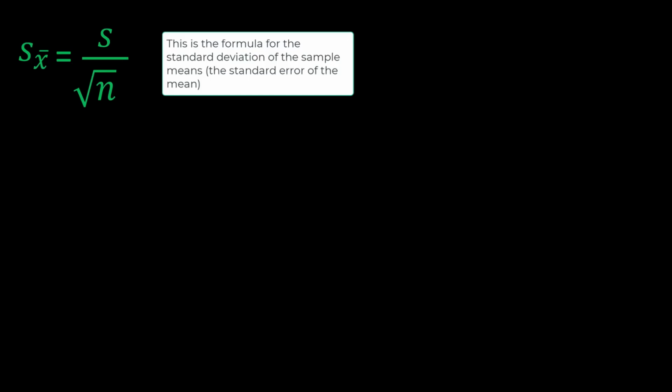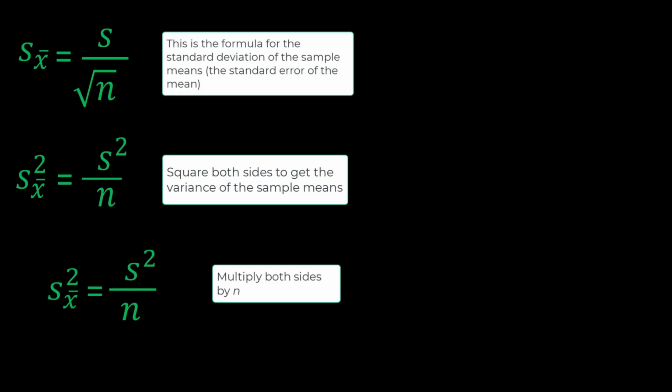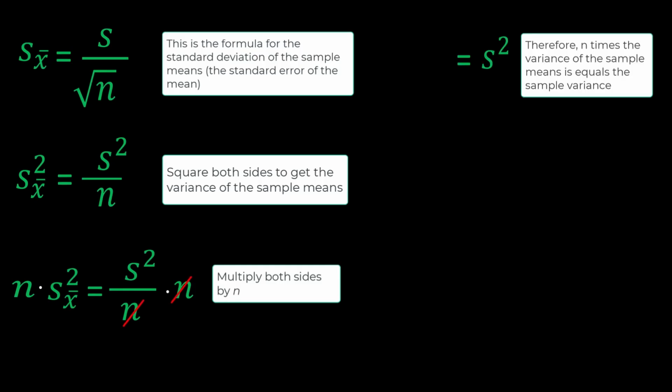But in analysis of variance, we are interested in the variance of the sample means. Because the variance is simply the square of the standard deviation, if we square all the terms in the formula, the result will be the variance of the sample means, s squared sub x bar. Now we can multiply both sides of the equation by our sample size, n. The result of this operation shows that the sample variance, s squared, is equal to the sample size, n, times the variance of the sample means, s squared sub x bar.